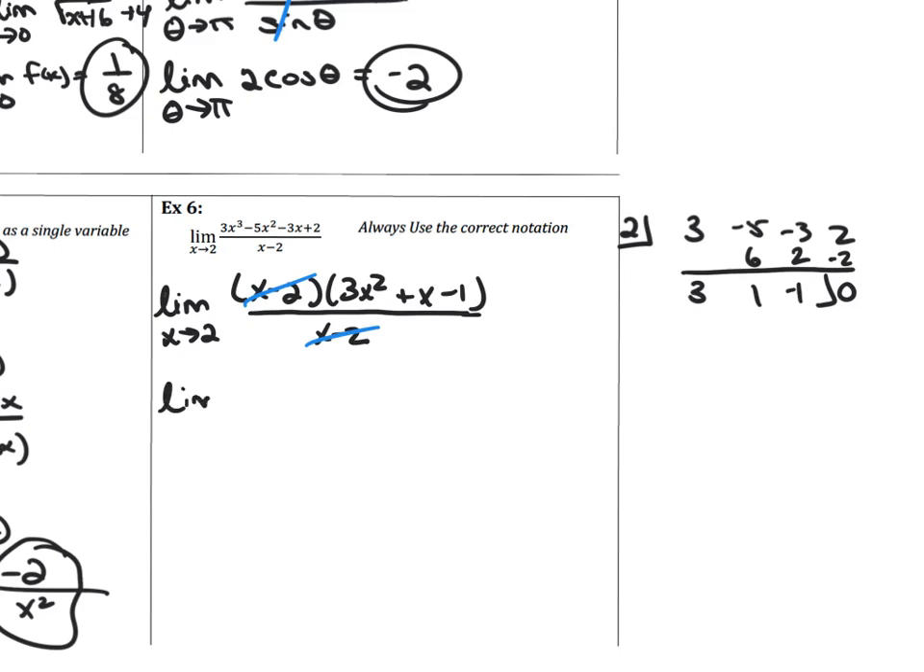And so then we have the limit as x approaches 2 of 3x squared plus x minus 1. Clearly no longer in indeterminate form, so we can go ahead and substitute the 2, and our final answer becomes 13.